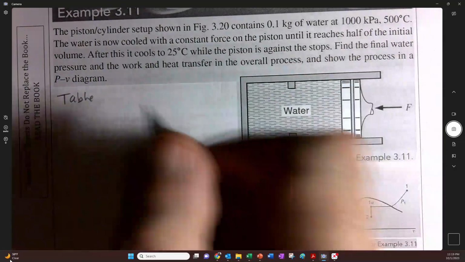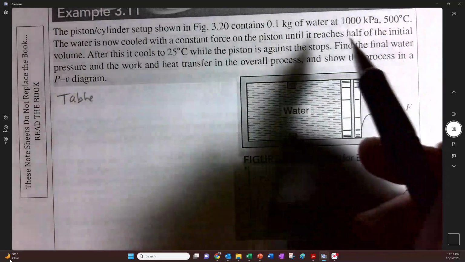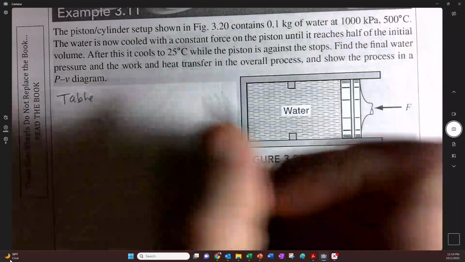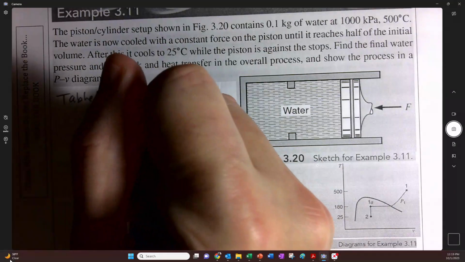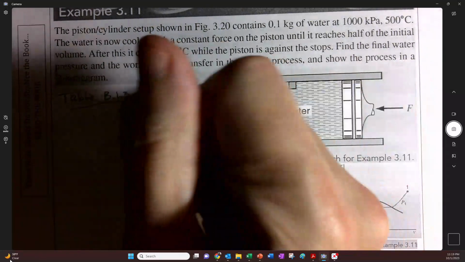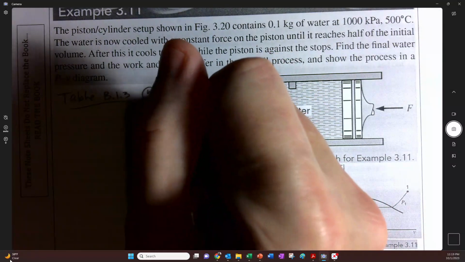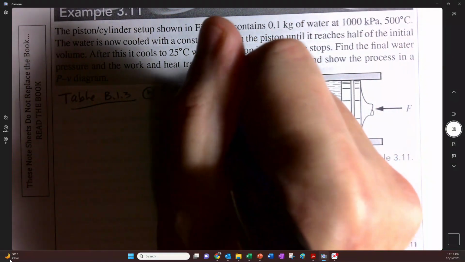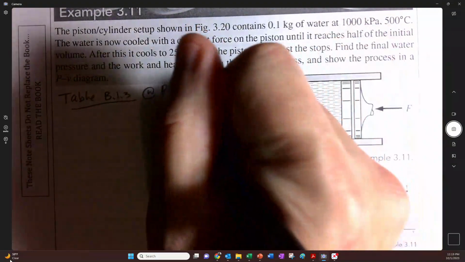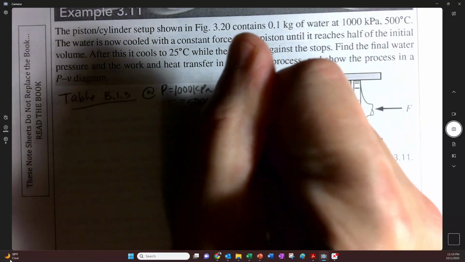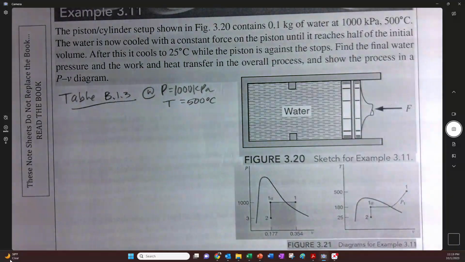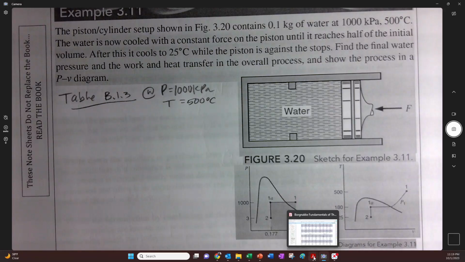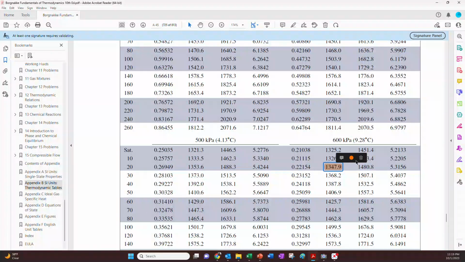So let's go to the tables and first start out with, let's pretend we already know that it's going to be superheated. Right, so we'll go to table B.1.3, and at P equal to 1000 kPa, and T equal to 500, we can get all the parameters we need.